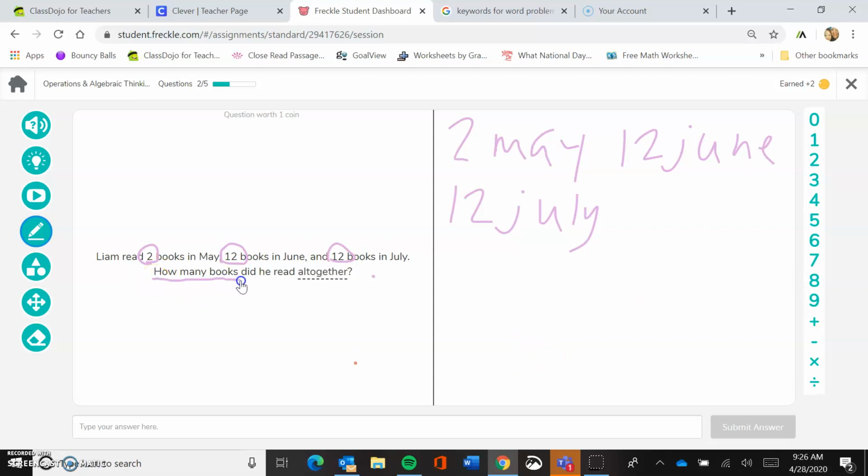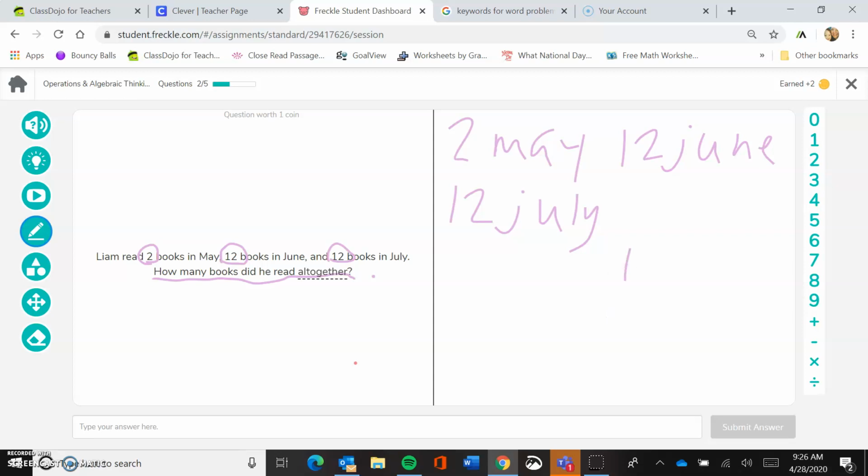So we need to underline the question because that's what we're trying to figure out. So he read 2 books in May, 12 in June, and 12 in July. How many did he read altogether? Well, what do I need to do if it says altogether? Think about, is it going to be subtraction, addition, multiplication, division? What do you think? If it says altogether, in all, it's wanting you to put all the numbers together to figure out a total. So we would be doing addition.